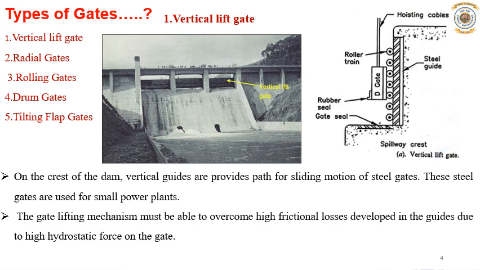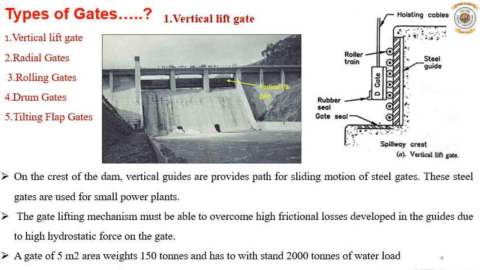On the crest of the dam, vertical guides provide a path for the sliding motion of steel gates, as I mentioned earlier. These vertical type of gates are used for small power plants. The gate lifting mechanism must be able to overcome high friction losses developed in the guides due to high hydrostatic force. A gate of 5 meter square area weighs 150 tons and has to withstand 2000 tons of water. Okay, so this is about the vertical gate.